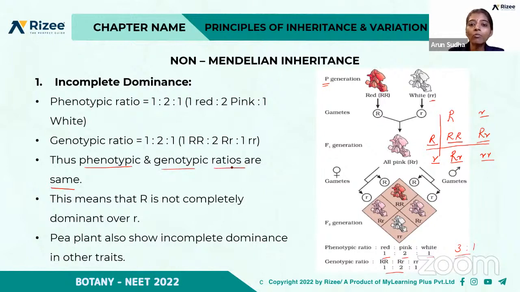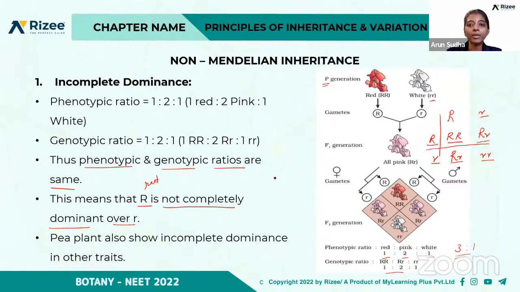So what does this indicate? That is, capital R is not completely dominant over small r. Capital R in the sense red. The red is not completely dominant. So it is incomplete dominance.